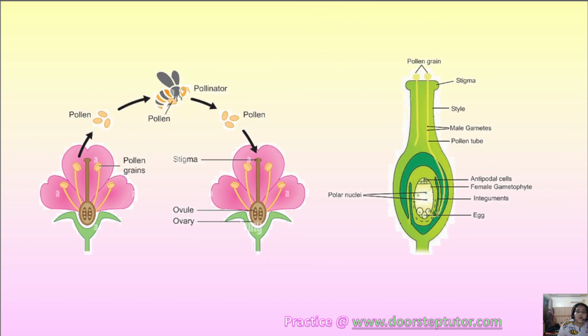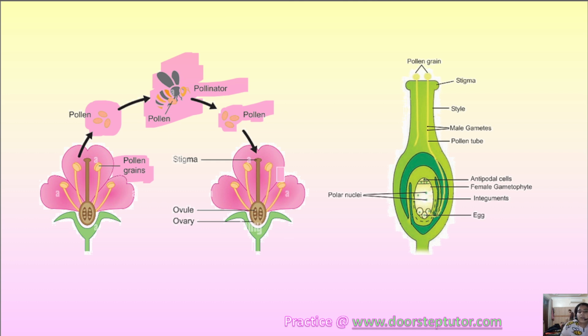After this, let's have a look at pollination as well as fertilization. The first one indicates pollination. Here we can see that firstly the pollen grains are produced in the anther. After this, these pollens are transferred through an agent. Here the agent is a honeybee, known as the pollinator, and the pollens are transferred to another flower. Now if this other flower is located on the same plant, then we say it is self pollination, and if it is from another plant, then it is cross pollination.